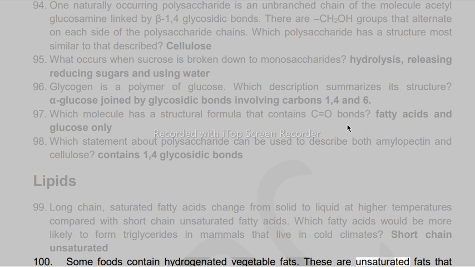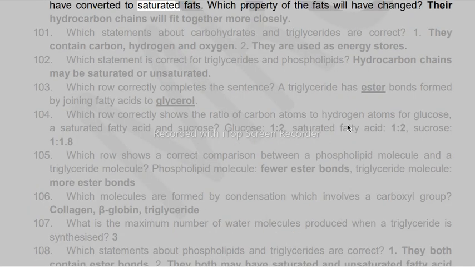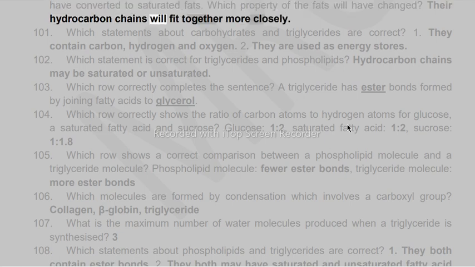100. Some foods contain hydrogenated vegetable fats. These are unsaturated fats that have been converted to saturated fats. Which property of the fats will have changed? Their hydrocarbon chains will fit together more closely.